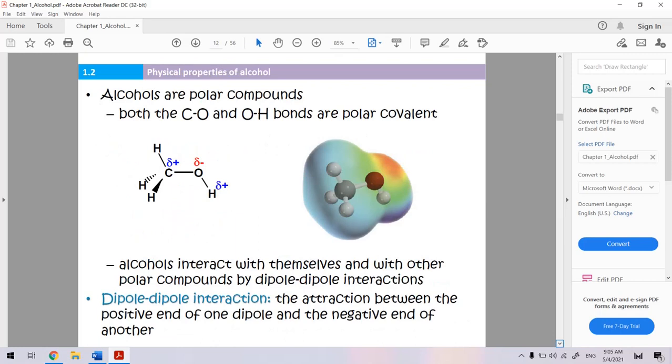Okay, and for physical properties of alcohol, alcohol is categorized as a polar compound. Why? Because it has an OH group. The OH group is considered a polar covalent bond, and alcohols interact with themselves and with other polar compounds by dipole-dipole interaction. What is a dipole-dipole interaction? Dipole-dipole interaction is the attraction between the positive end of one dipole and the negative end of another.